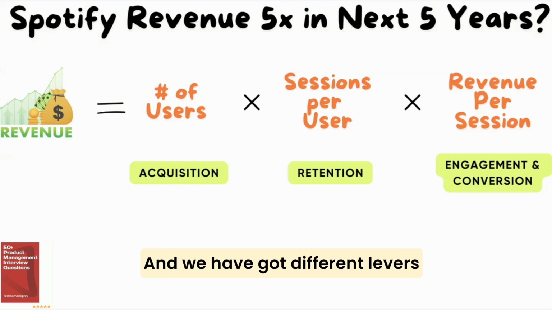So 5x is a big target, as you already know, and we have different levers to reach that revenue target, right? We need to make progress on each of these levers and take big bets on all three of them to reach that revenue target.